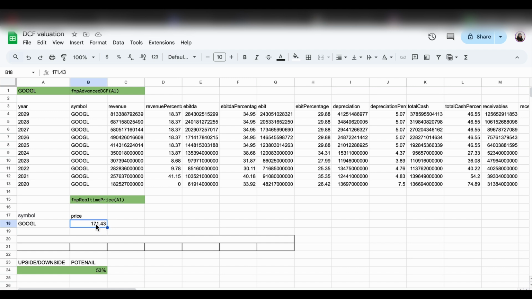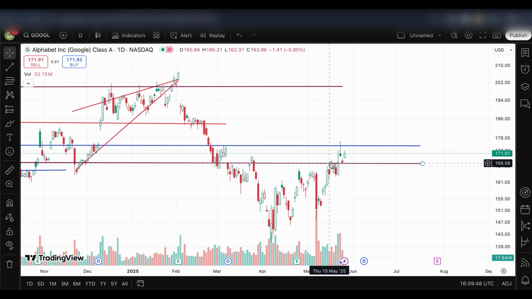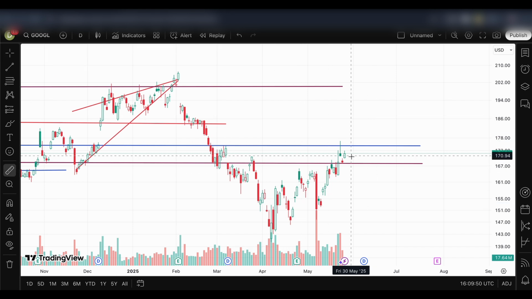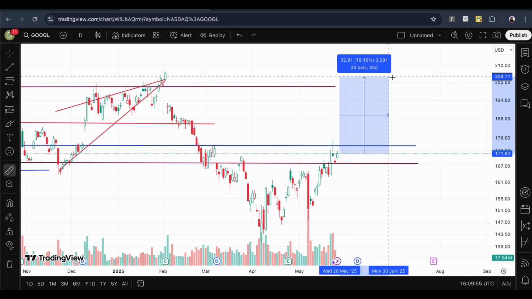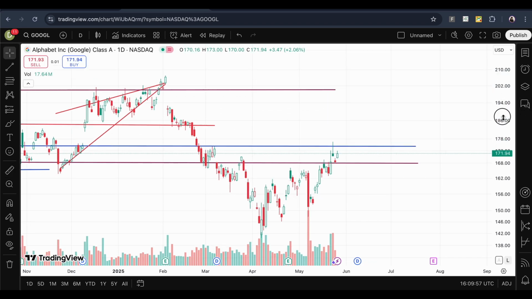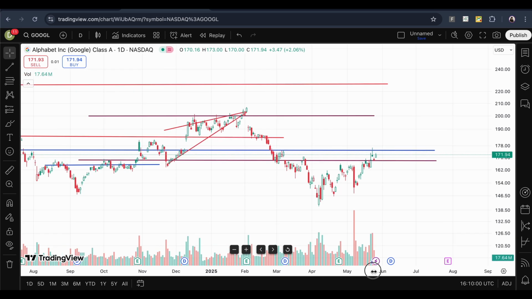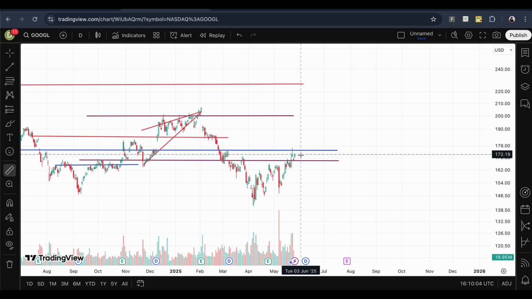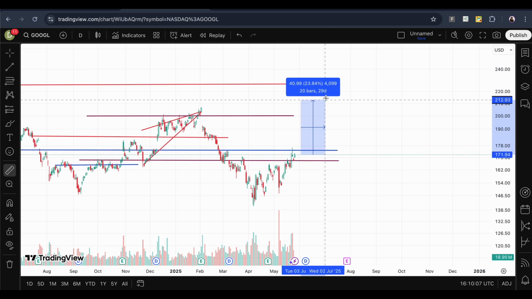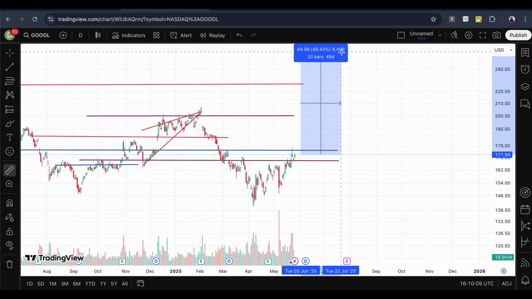So the current price is 171, which means that the growth potential for Google share is 53% from the current level. Now let me return back to over here. Let's take the 53% growth. Let's make it something like this. This is more longer term growth.